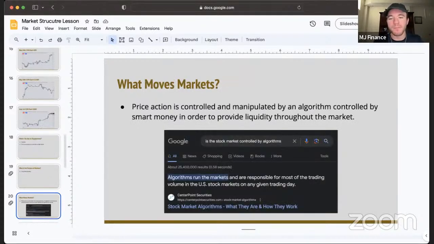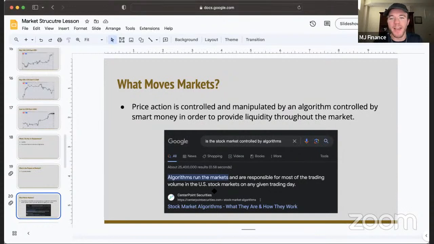So an algorithm is controlling the market. A lot of the moves we see happen so quick. And as you can see here, algorithms run the market. It's a fact now. The fact that me and you can buy and sell almost instantly, and the fact that you see these quick moves happen right when news is released, that's not human trading.